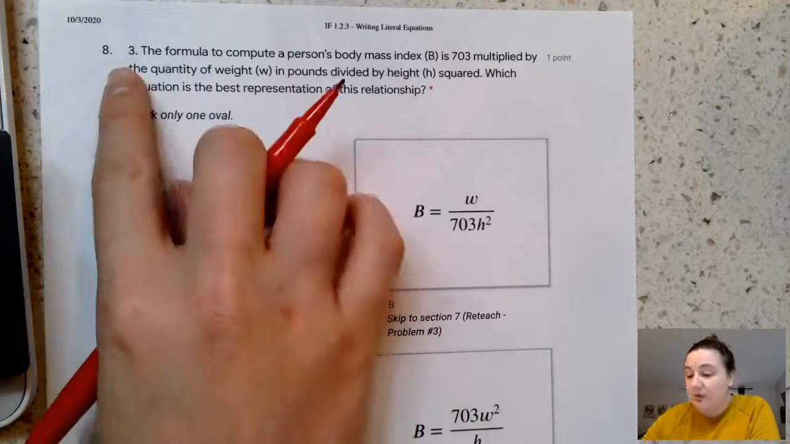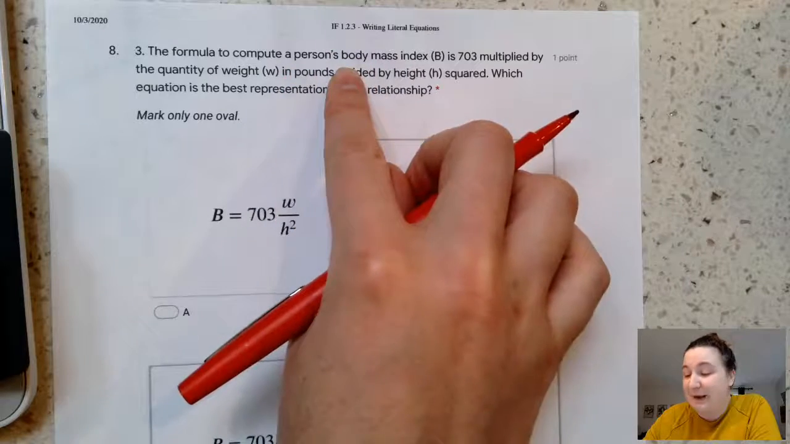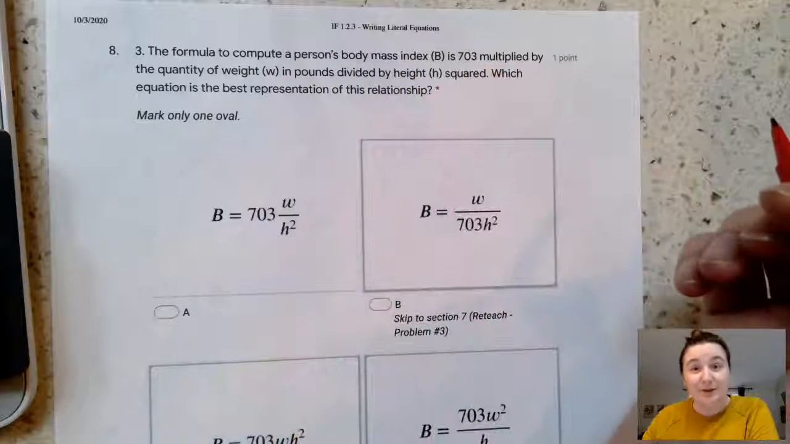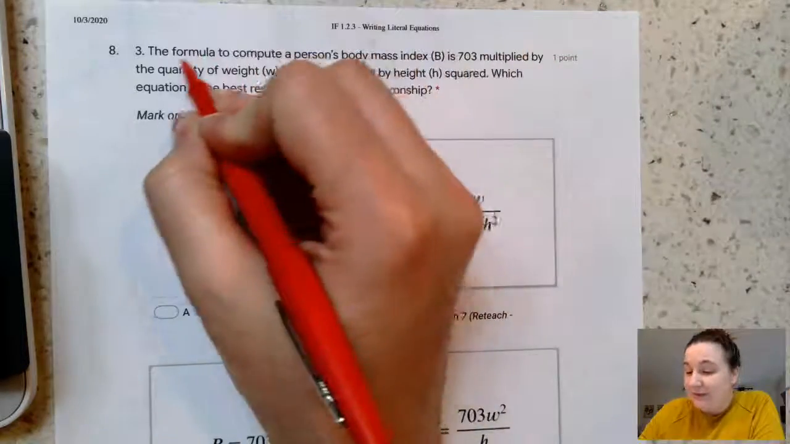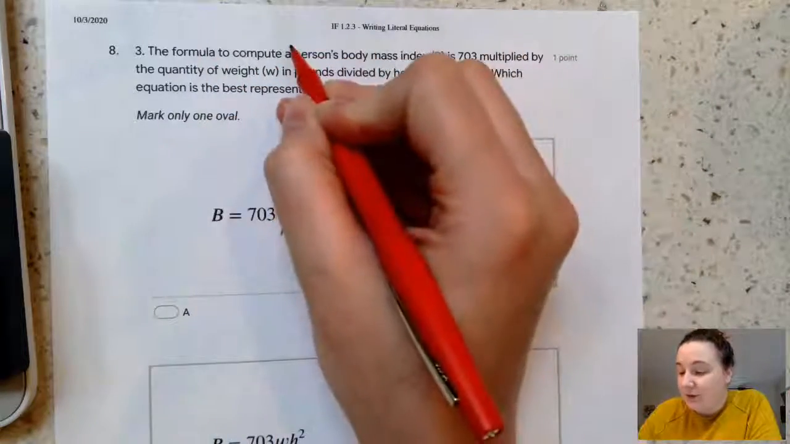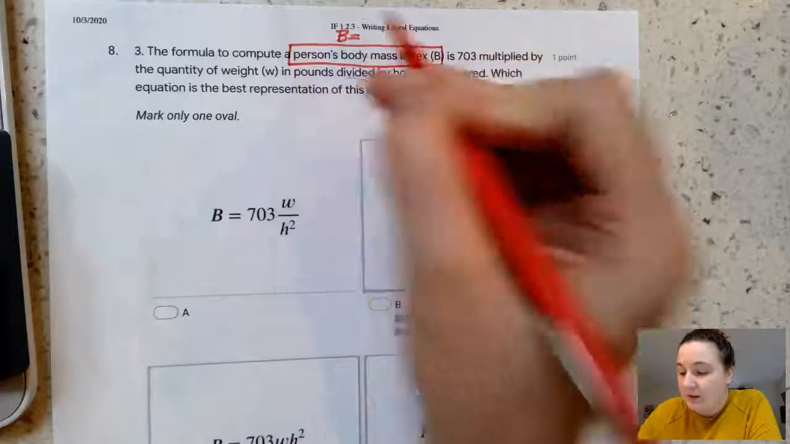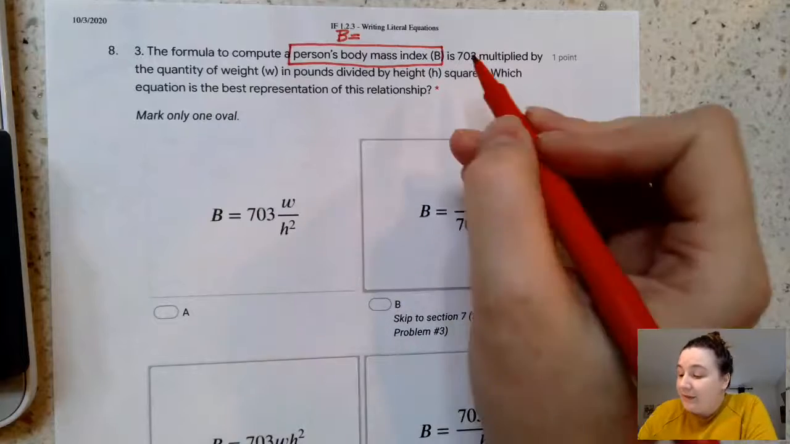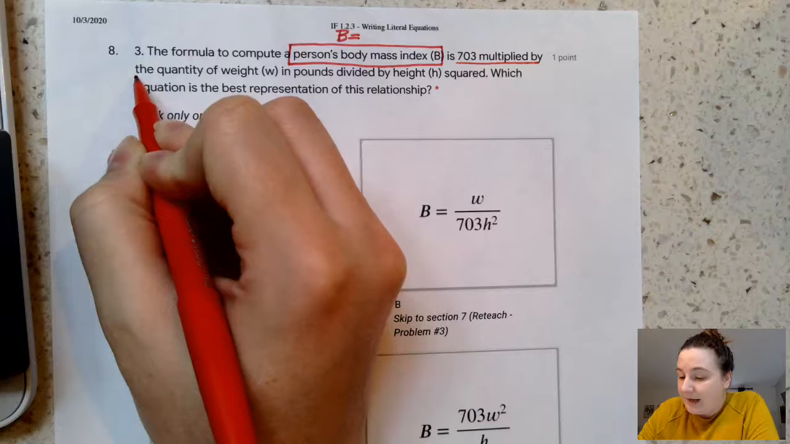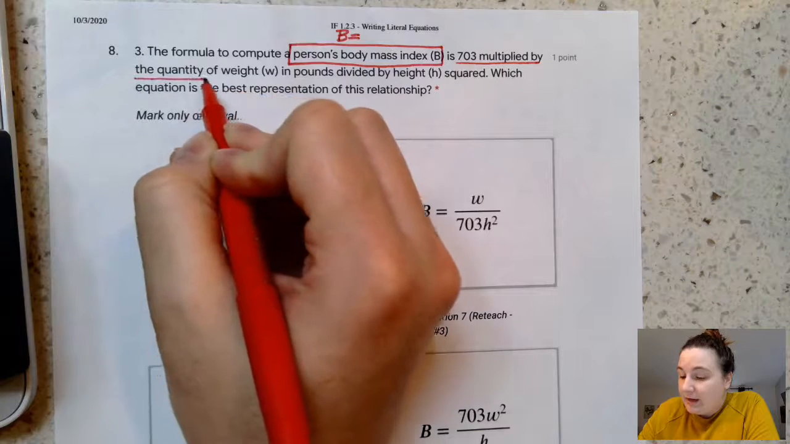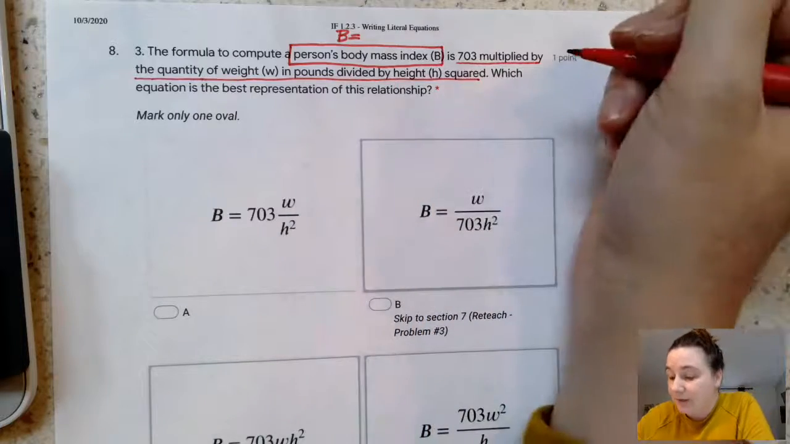And if we go back to the story, it says the formula to compute a person's body mass index, that's the formula we're trying to find, and so this is what we're going to have equals, so B equals. And then that formula is 703 multiplied by the quantity of weight W divided by height H squared. So there's a lot going on.